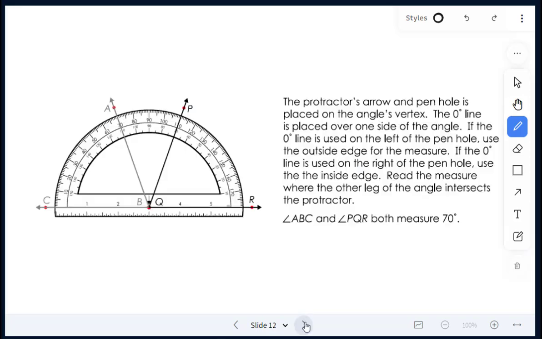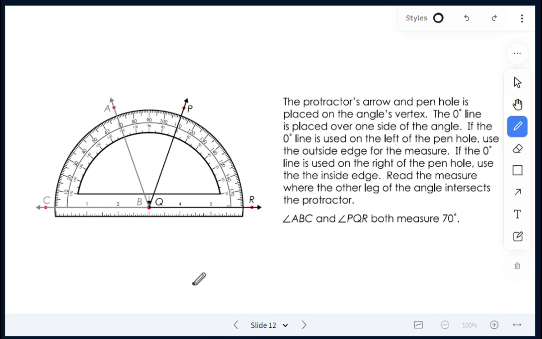So let's take a look at that again here. The protractor's arrow and pen hole is placed on the angle's vertex. The 0 degree line, here's a 0 degree line, is placed over one side of the angle. So if the 0 degree line is used on the left of the pen hole, then we're going to use the outer edge for measurement. So if we're measuring here, angle ABC, that would be 70 degrees. We're using the outer edge.